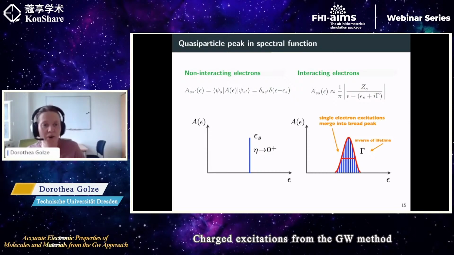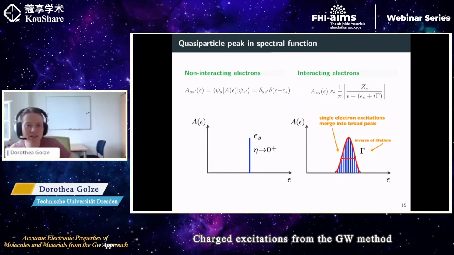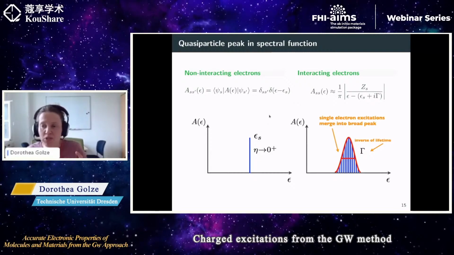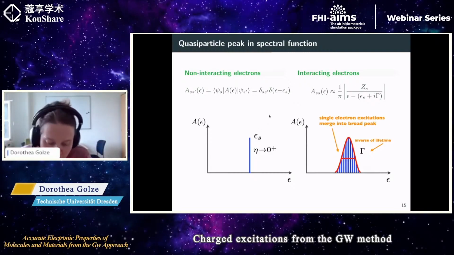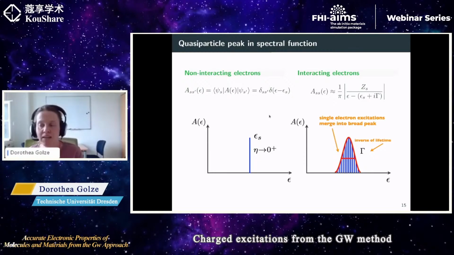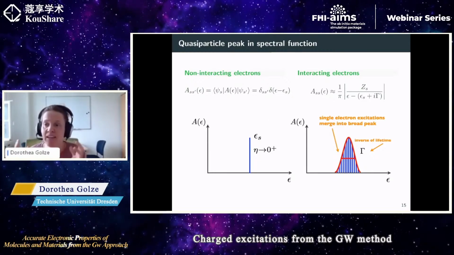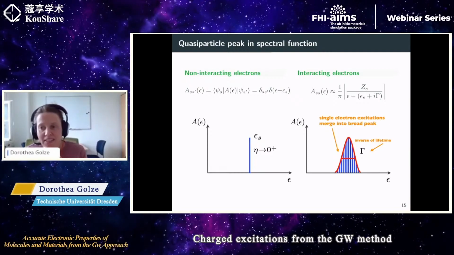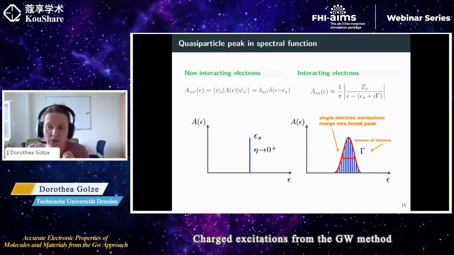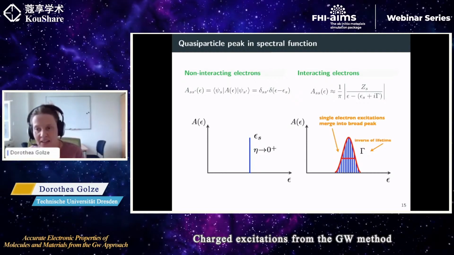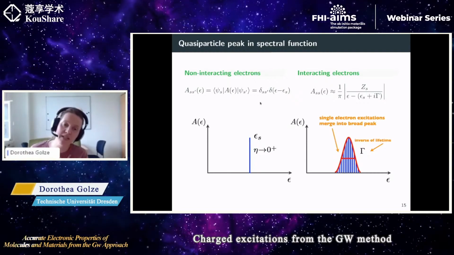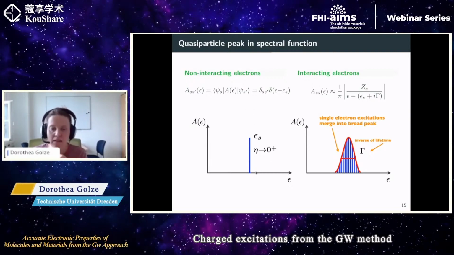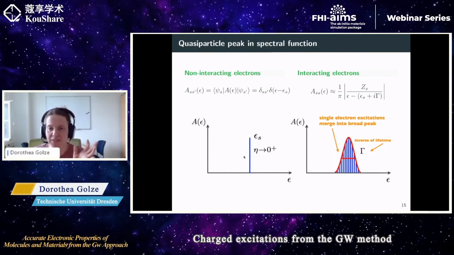So now let's have the next look. If you have non-interacting electrons, that would mean I would act, for example, with the annihilation operator on a single determinant, because our ground state is defined by a single Slater determinant. Meaning that if I remove an electron from state S, I create exactly one excited state Slater determinant, meaning I simply get a sharp peak, nothing else.